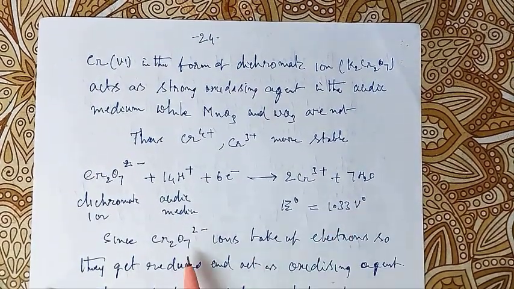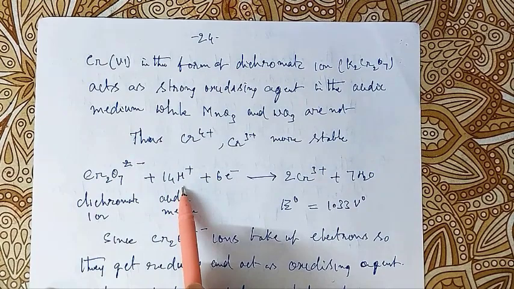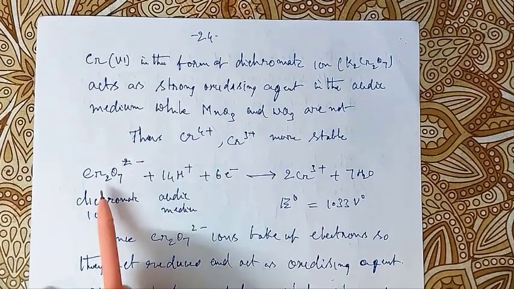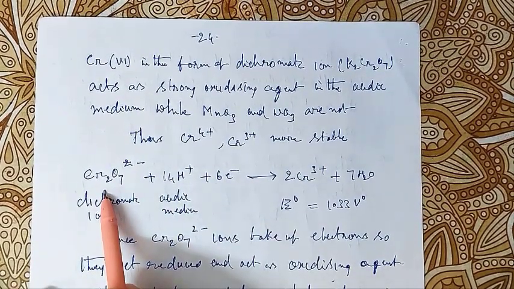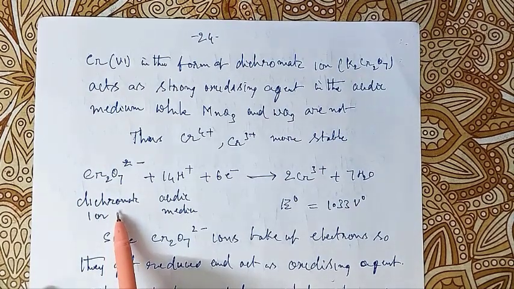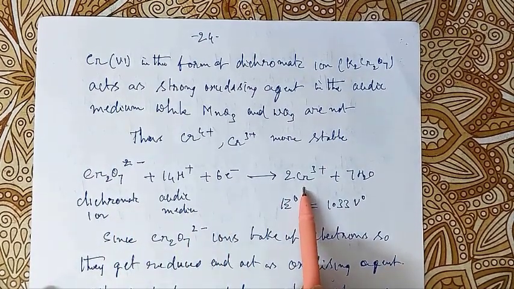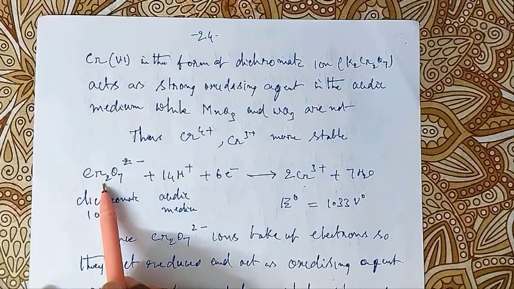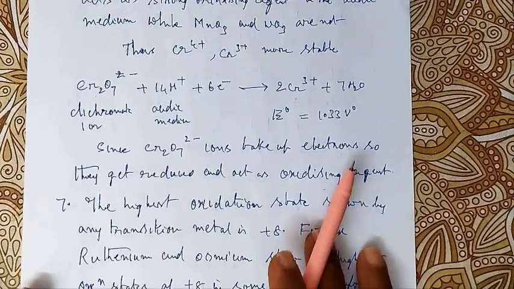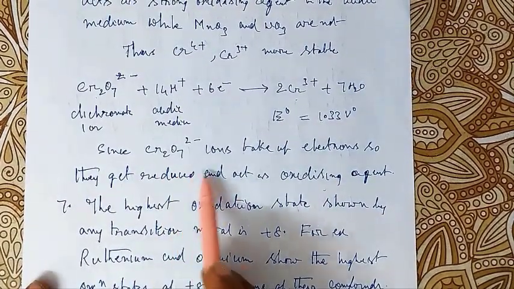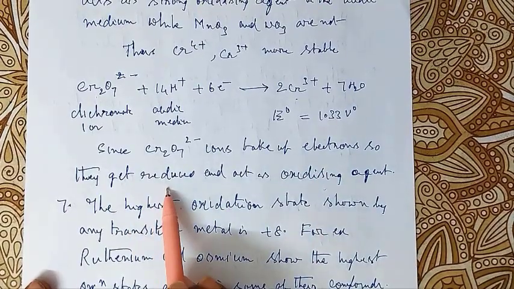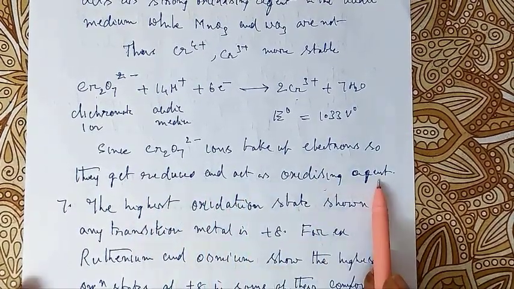That means H+ indicates acidic medium. In acidic medium, the dichromate ion takes electrons from other substances, therefore it undergoes reduction, whereas this ion acts as an oxidizing agent. Since the Cr2O7 2- ion takes electrons to get reduced, it acts as an oxidizing agent.